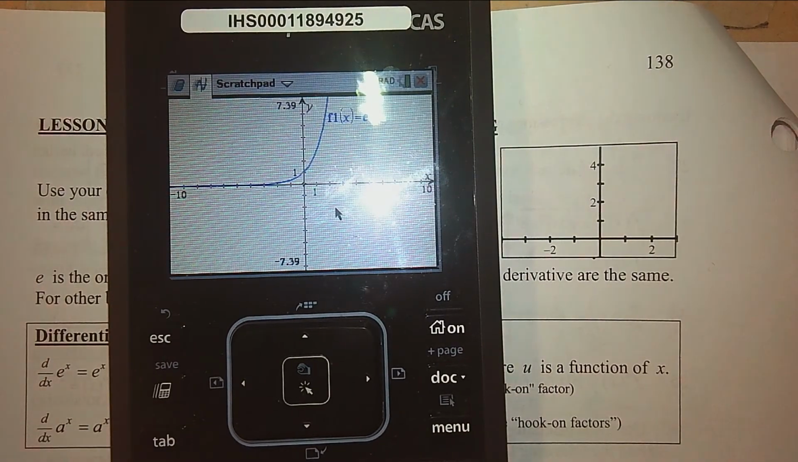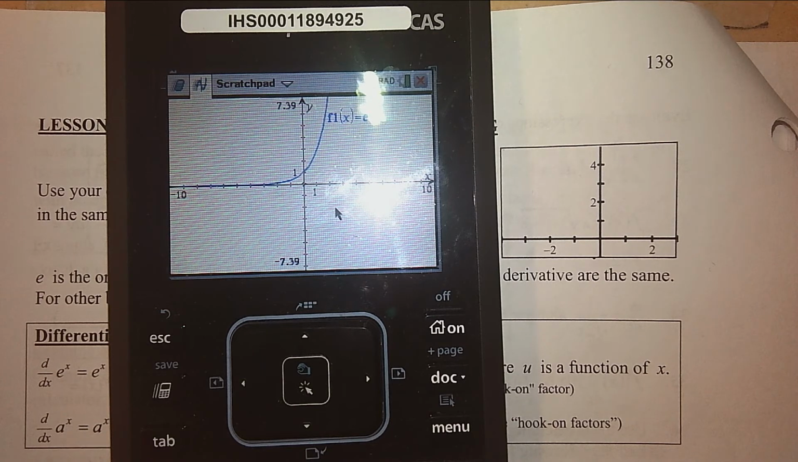Does that look like an exponential? Yes. Good, because it goes forever to the right, but it has an asymptote on the left where the limit on the left is 0, but on the right is infinity. E is just a number, not a letter. And it's irrational like pi, it's about 2.7.